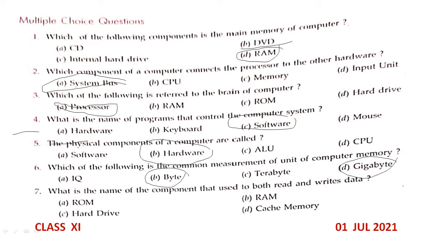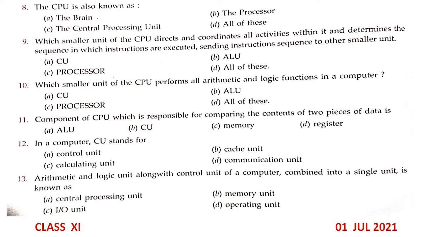What is the name of the component that is used to both read and write data? ROM itself suggests read-only memory. Hard drive is not possible because both cannot be read. Cache memory, no. So your answer will be B, that is RAM, random access memory. Question number 8. The CPU is also known as the brain, the processor, the central processing unit. Therefore all of these will be the answer for this question.